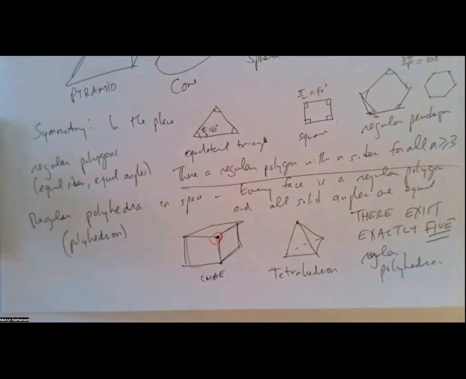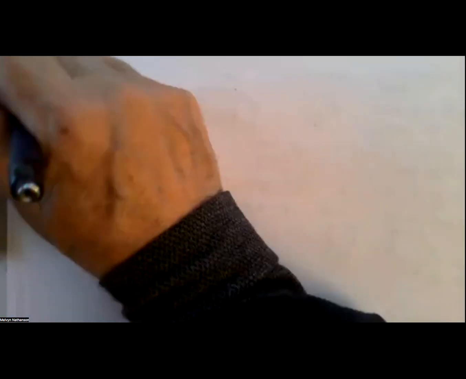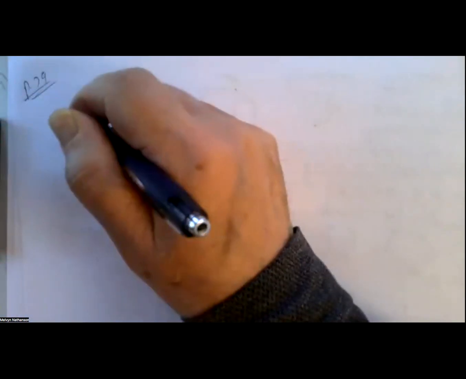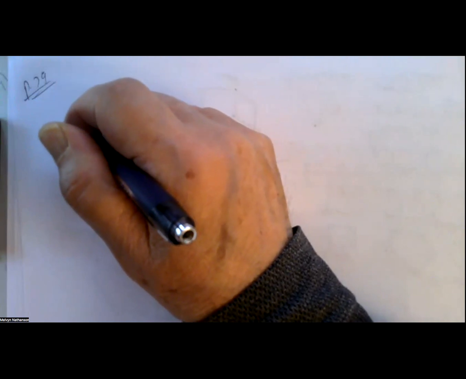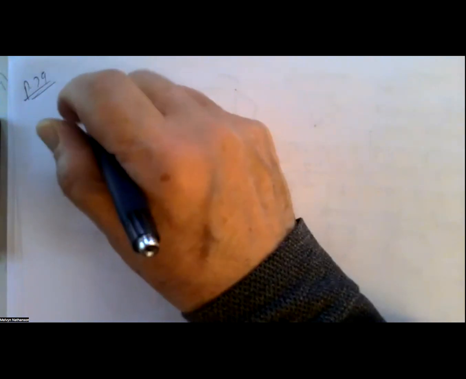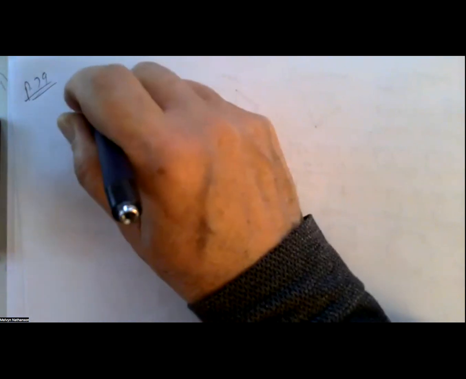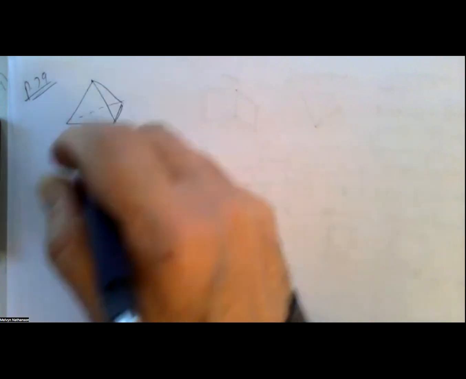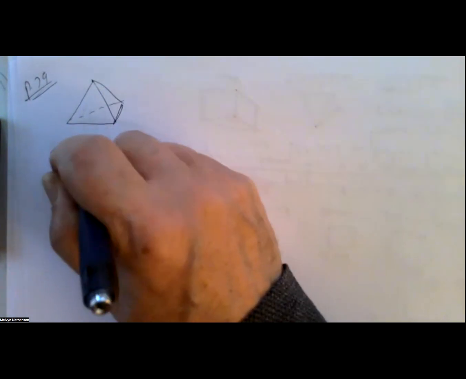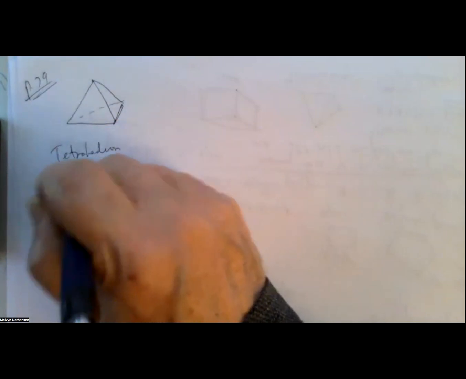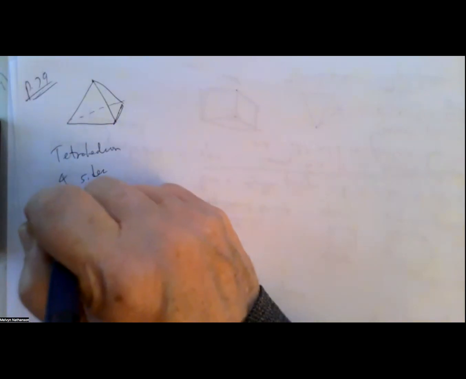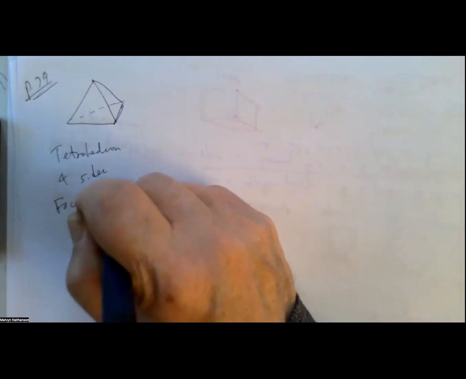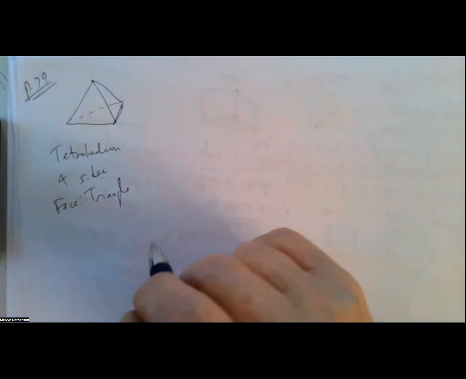And the cube and the tetrahedron are easy to draw. The other 3 are more difficult. So you have to look at page 79 in your text. These are the 5 regular polyhedra. Here we have the tetrahedron. So we have 4 sides, and each face is a triangle.